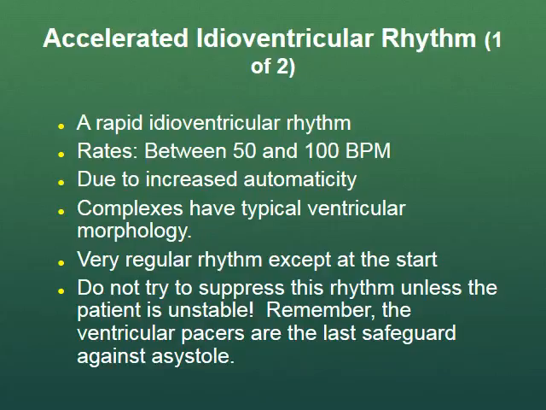Accelerated idioventricular rhythm, basically the same thing except a higher rate. The rate's going to be 50 to 100 beats a minute. It's going to be due to increased automaticity. It can be demand-based. Complexes are going to have the same typical ventricular morphology. It should be regular.